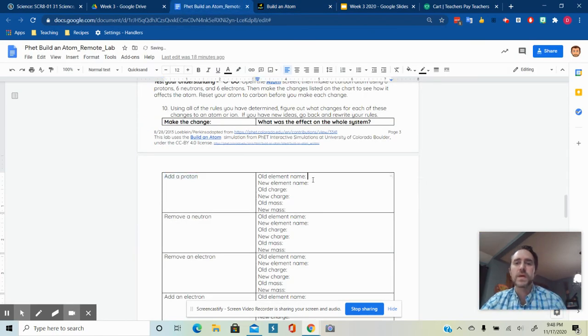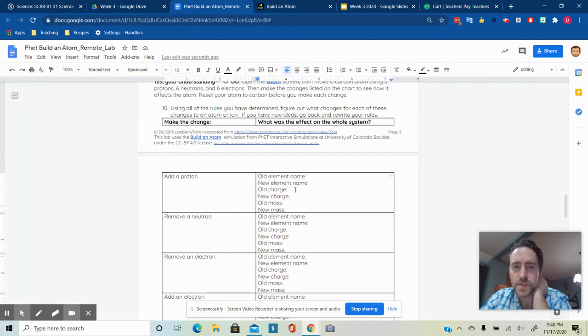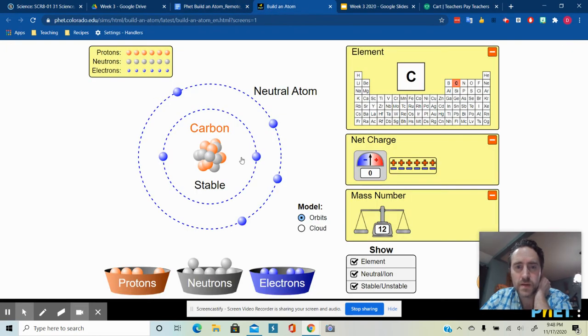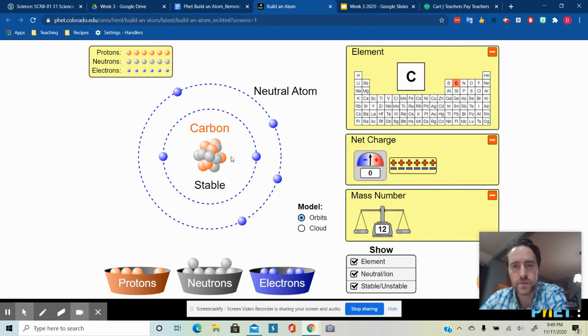Okay, so we know the old element name is obviously carbon, and that's going to be the same for all of this, really. New element name, does it change? The old charge, and again, you look here for charge, starts out at 0. So it's always going to be 0. Does adding a proton change the charge? Figure that out, take a look. Old mass, well, let's take a look. The mass is right here, 12. So we would write 12. New mass. Again, does adding a proton change that? Yes or no? What does it change it to?